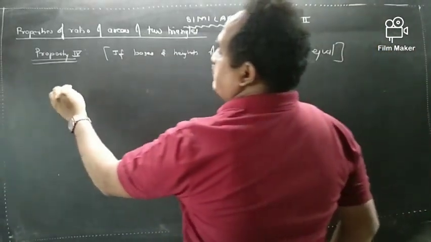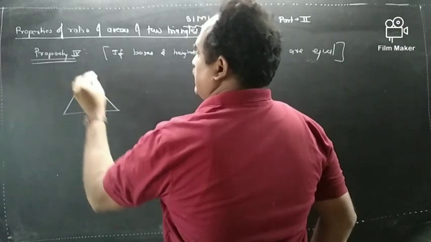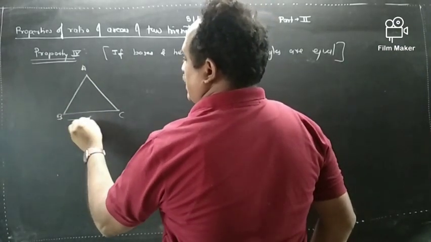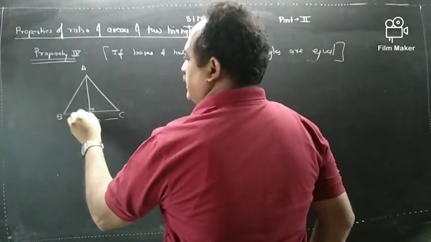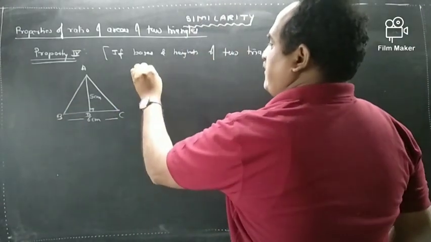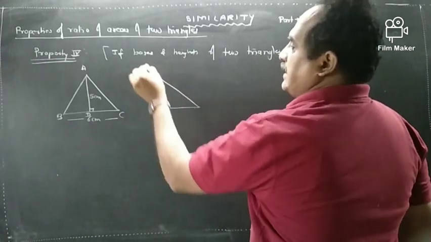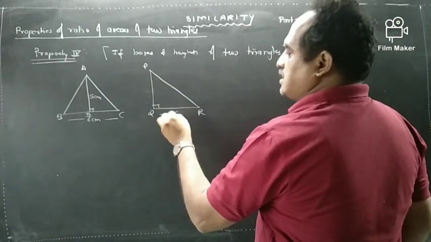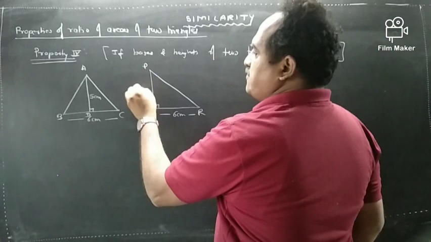Suppose I am going to take a simple example. Triangle ABC. BC is 6 cm, height AD is 5 cm. Same way, if I am taking the second triangle PQR, in this case this is 6 cm, that is the base, and height is 5 cm.